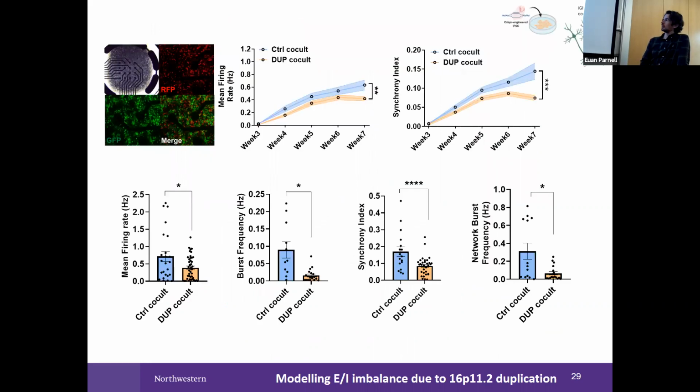So what do we see when we look at the 16p model? This is just looking at our isogenic lines, so the duplication lines in our co-culture model. And we see a lot of the same things. We see a decrease in the mean firing rate, which was also observed in our isogenic pure culture of excitatory neurons, and we see deficits in the network formation. But in addition, we see a change in the burst frequency, that single electrode bursting, which suggests that the 16p duplication interneurons have some alteration in how they can regulate the network.